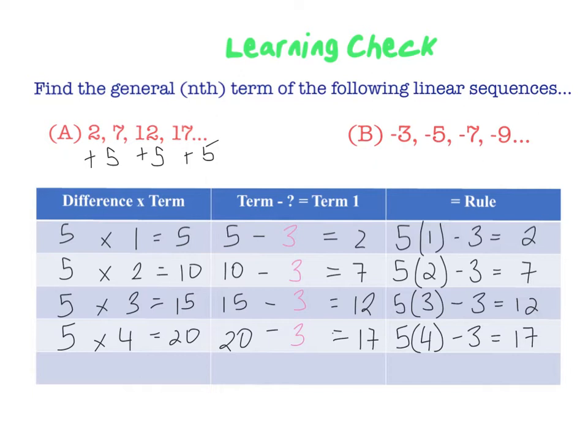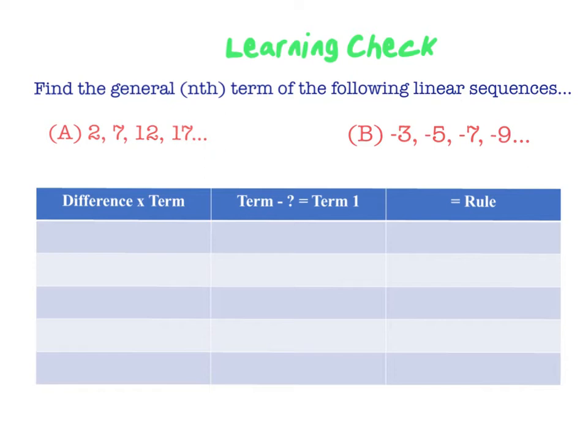Now let's say I wanted T of 50. What I would say is my rule is 5 times 50 take away 3. And that's going to tell me what the 50th term is. So that's going to give us 247. So that's the 50th term in that sequence. Instead of you doing it out 50 times, you only have to find what the rule is.